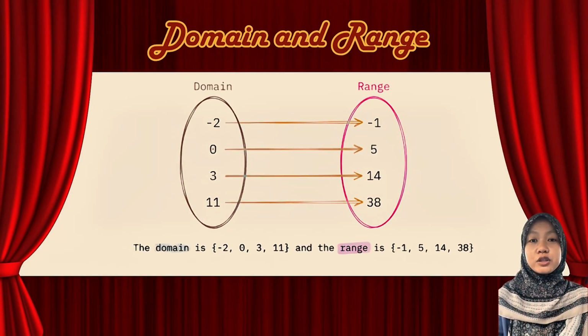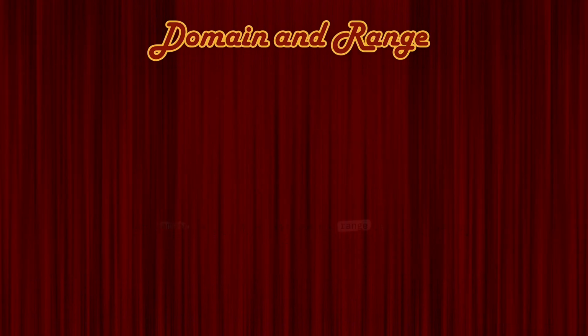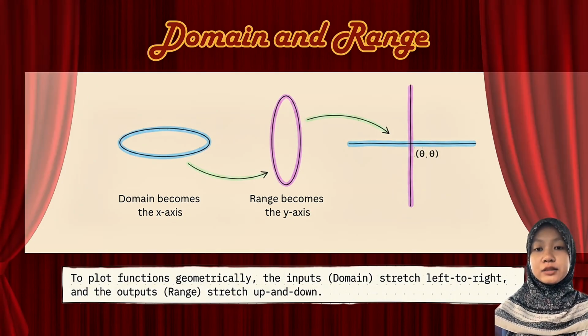Now, let's move on to the concept of domain and range. The domain is the set of all possible input values, which is -2, 0, 3, and 11, while the range is the set of all possible output values, which is -1, 5, 14, and 38. To find the domain and range in a graph, remember to look from the left to the right to find the domain, while looking from the bottom to the top to find the range.